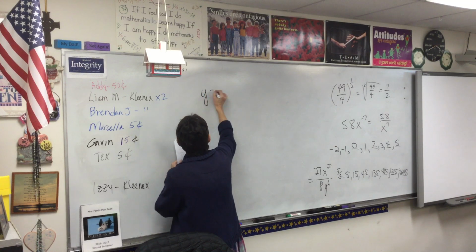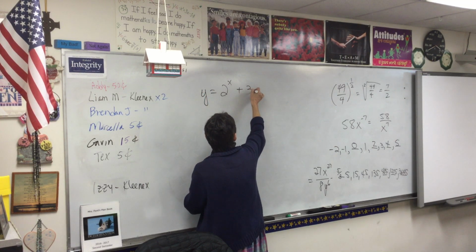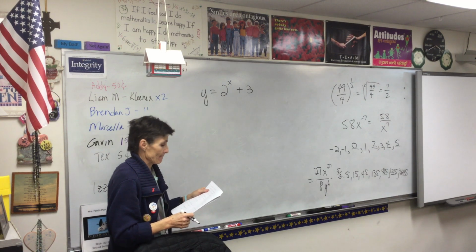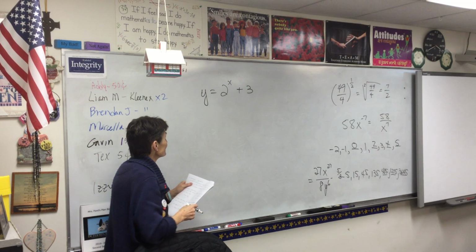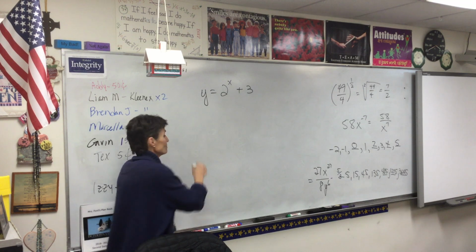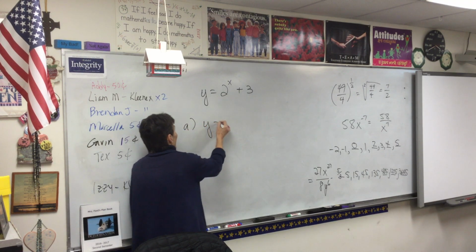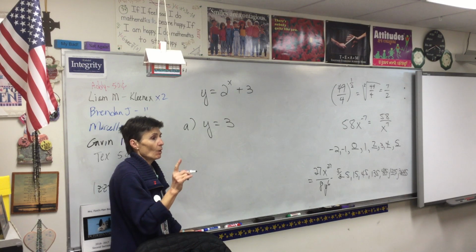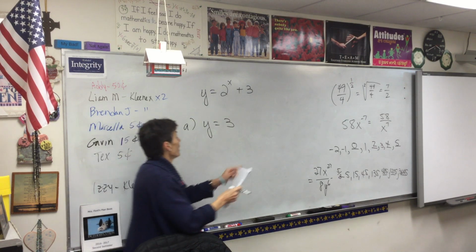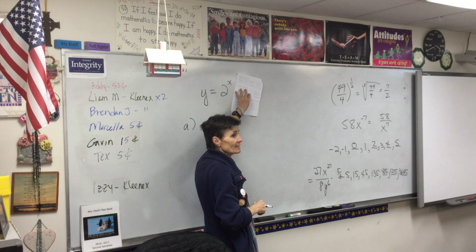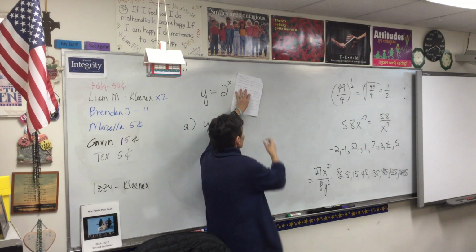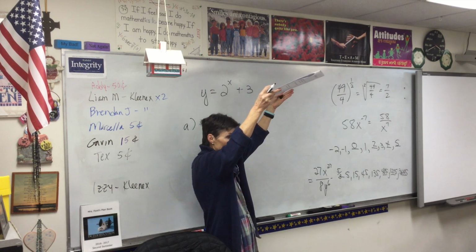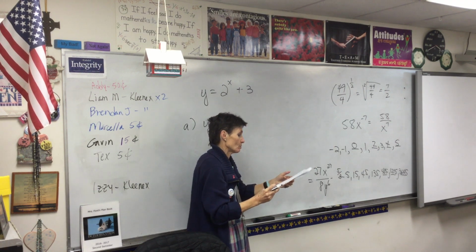All right, now we've got a simple little exponential here. What is the horizontal asymptote? Y equals 3. That's correct. Remember, the horizontal asymptote of any exponential is 0. When you stick a plus 3 on the end, you lift that up 3. So now that horizontal asymptote's at 3.